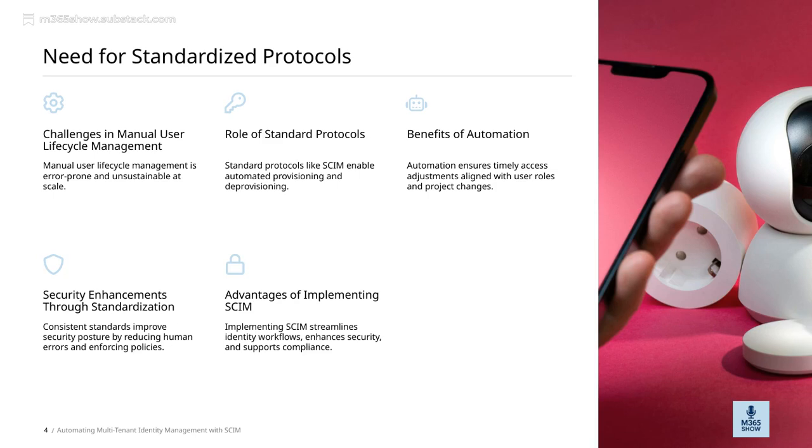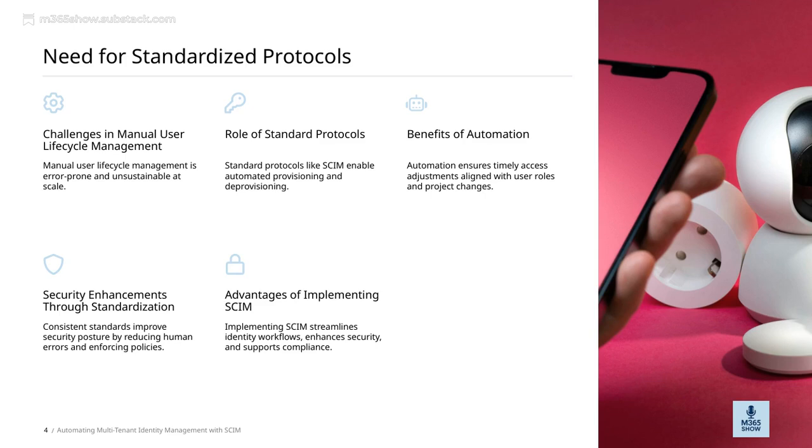Let's talk about the need for standardized protocols. As organizations grow and adopt multiple tenants, managing identities manually becomes increasingly complex and error-prone. This is where automating multi-tenant identity management with SCIM, or System for Cross-Domain Identity Management, really makes a difference. Implementing SCIM helps streamline identity workflows, making processes more efficient. It also enhances security by reducing human errors and ensuring policies are consistently enforced.